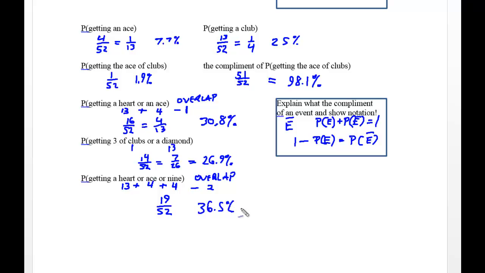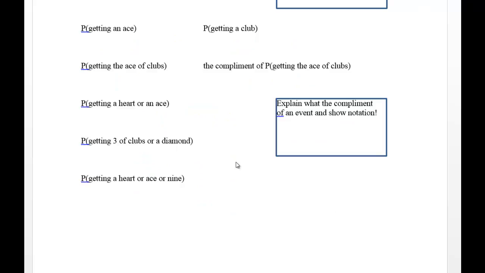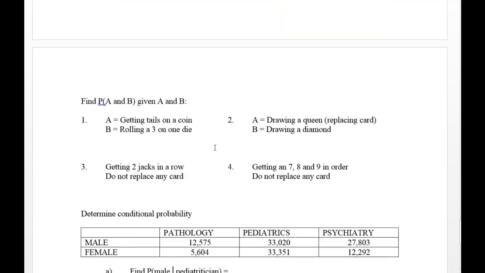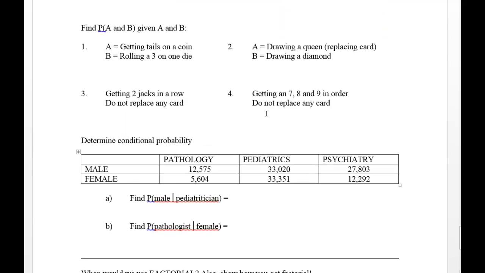All right. Now we're going to move on to our final part here. The most challenging part of all these problems is that we're going to be given A and B, which means that these events are going to be multiplied by each other, which has the chance of making some very, very small numbers. So in our first example, the probability of A is getting tails on a coin, and the probability of B is rolling 3 on 1 die.